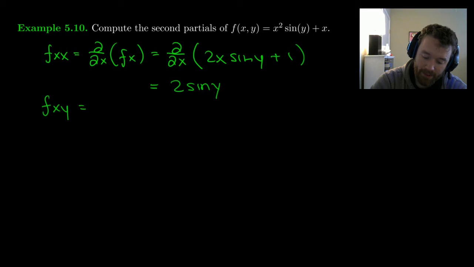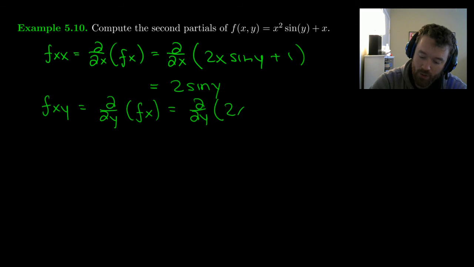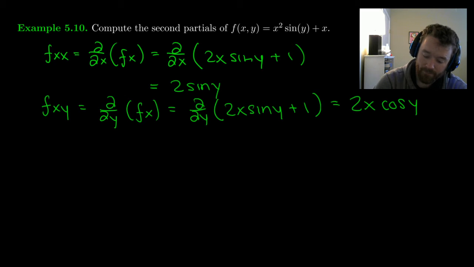Fxy, for example, is a partial with respect to y of fx. And in this case, that's a partial with respect to y of 2x sine y plus 1. And that's going to be holding x constant, so 2x times cosine y.